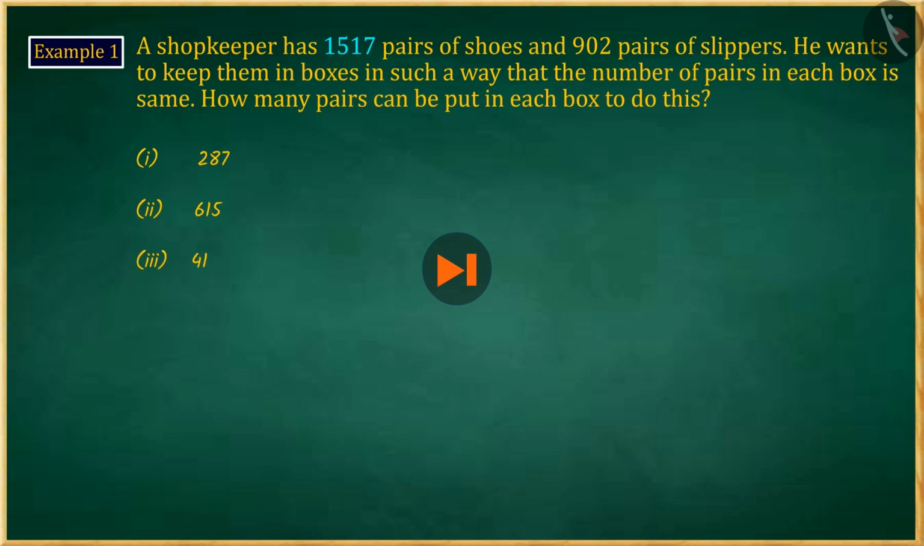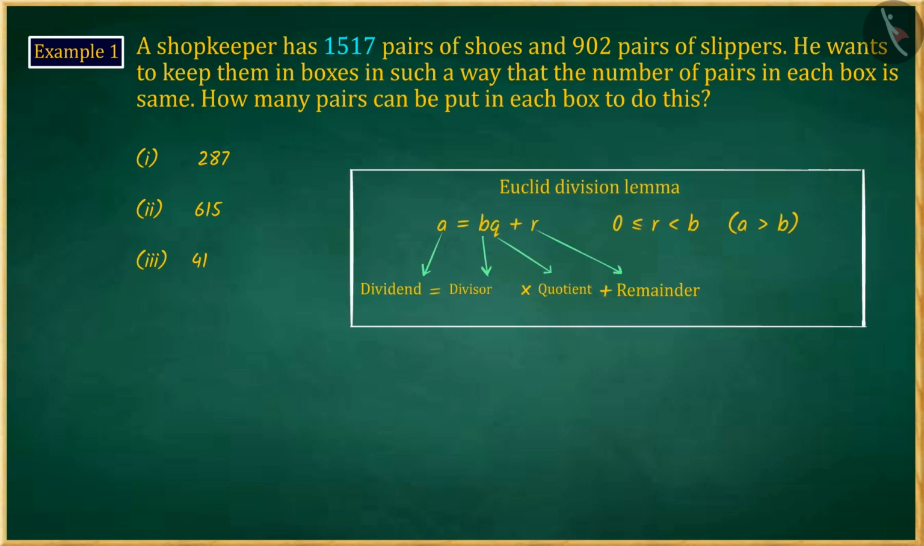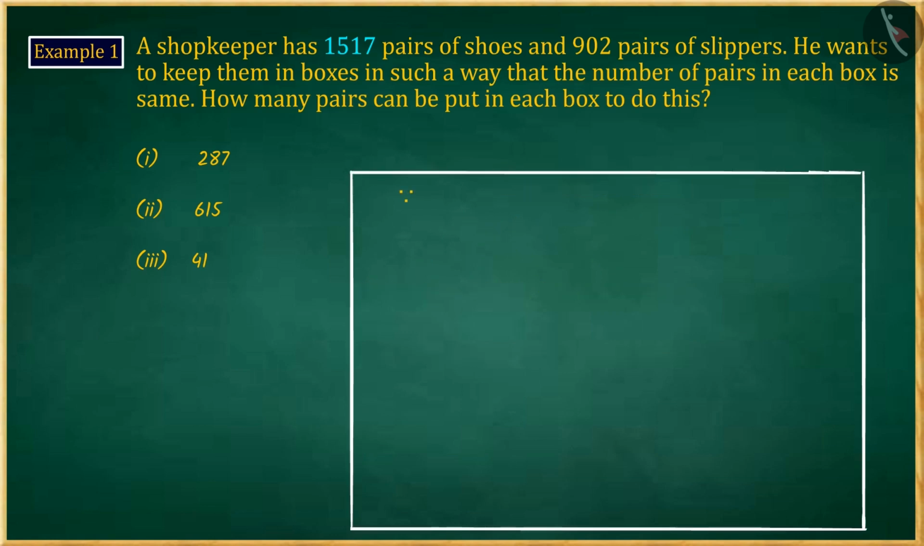Pause the video to solve the question and then match your answer. Since here we have to find out the equal number of pairs of both types of footwear that can be kept in the box, we have to find out the HCF of both, and for this we use Euclid's division lemma. Here 1517 is greater than 902, so we substitute the values of A and B and solve.